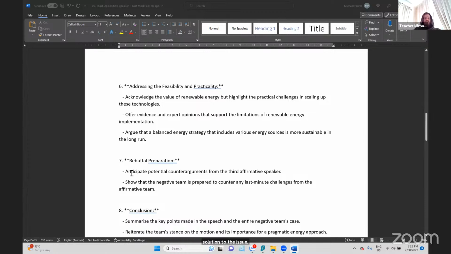So because you are the final speaker of the whole debate, you don't need to anticipate anything, but you get one final chance to offer some counter arguments to the third affirmative speaker. Show them that the negative team is prepared to counter any last minute challenges from the final affirmative speaker.